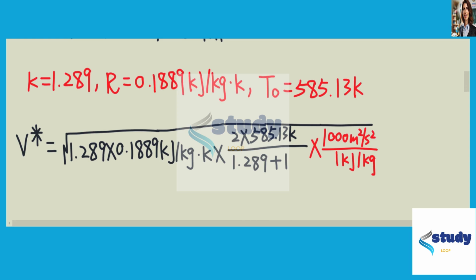Okay, so this will give us the velocity of the carbon dioxide at the throat, which is the critical velocity, is about 353 meters per second. So now let's take a look at the choices. So the correct answer should be D.